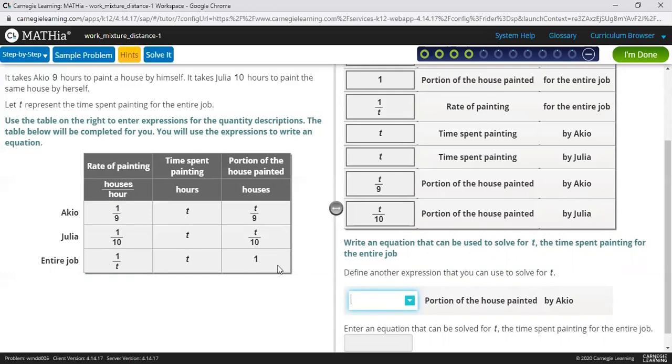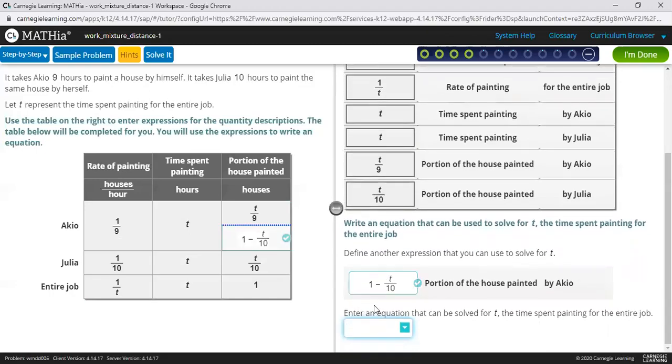So this is where you have to be a little bit creative. If the entire job is going to be one whole house, and I take away Julia's time spent painting, then I'm going to get Akio's, right? Because they're splitting the job. So the portion of the house Akio paints plus the portion of the house Julia paints is going to get us the entire house. So if I take away Julia's portion, then I end up with Akio. So I can write in this expression 1 take away T divided by 10.